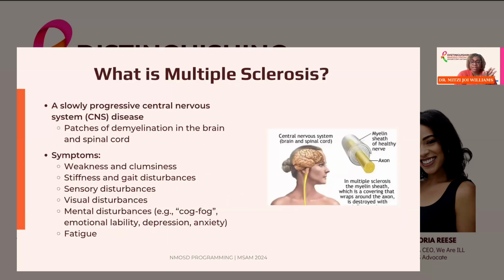All right, so first let's back up. Let's talk about what is MS, because oftentimes people are much more familiar with MS than they are with NMOSD. And also, a large percentage of people with NMOSD have been misdiagnosed with multiple sclerosis.